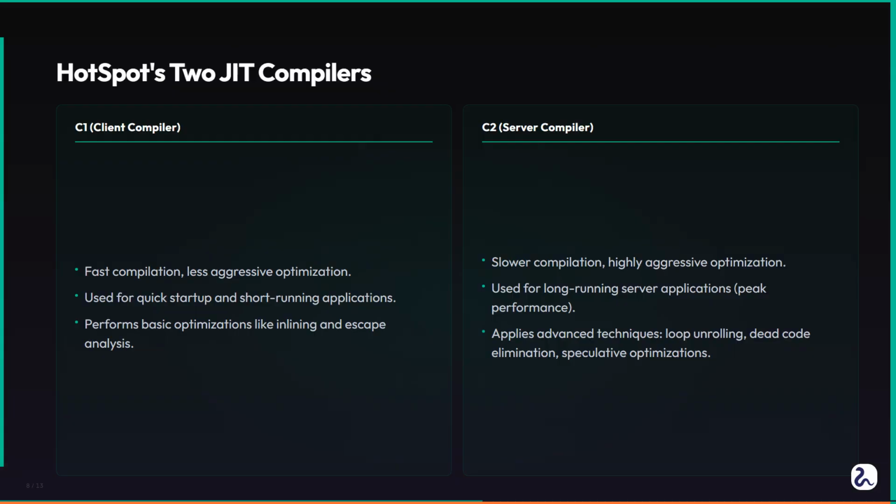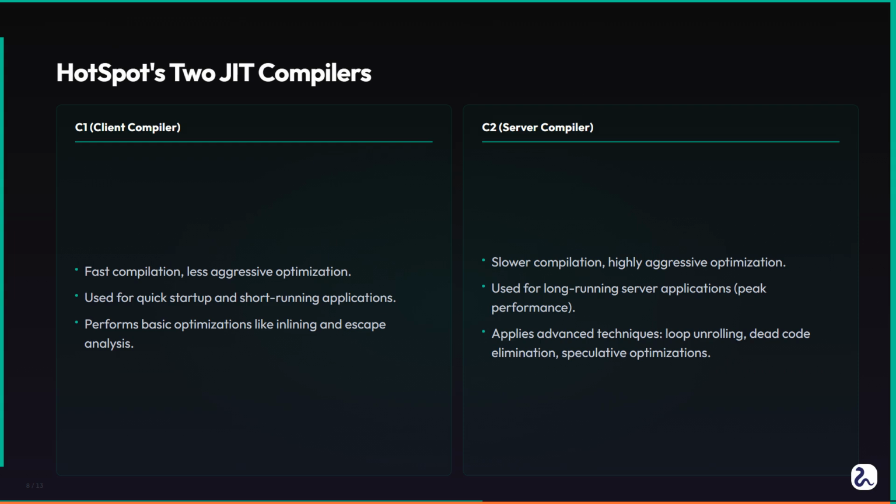The HotSpot JVM actually has two JIT compilers working in concert: C1, the client compiler, and C2, the server compiler. C1 is designed for speed. It produces machine code quickly, performing basic optimizations like inlining trivial methods and simple register allocation. While it runs, C1 also collects profiling information, such as type profiles and branch probabilities. This data is crucial for the next stage. C1 is about getting code running fast, even if it is not perfectly optimized.